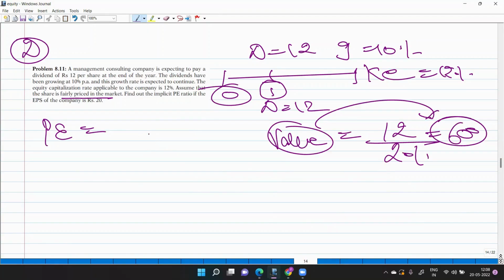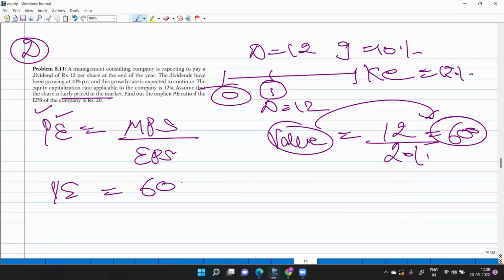Now, PE ratio क्या निकलती है? See, price earning. Price earning. तो price is market price. Earning is EPS. So PE ratio will come out to be 600 divided by 20. Is it 30?